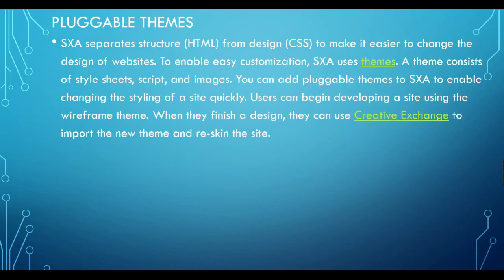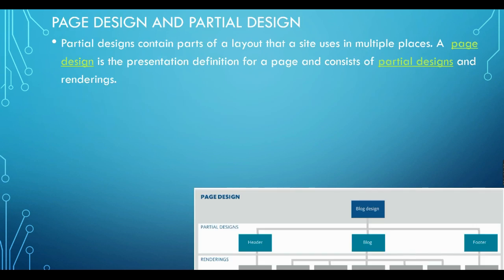Pluggable themes. SXA has another feature, pluggable themes. You can download a theme and include it here. You can export a theme to your UI team and import the theme here. Normally everything in a page is a partial design, so you need to create a partial design. A collection of partial designs is called a page design. In a partial design, you can add a component to it from the toolbar, and you can design the page.